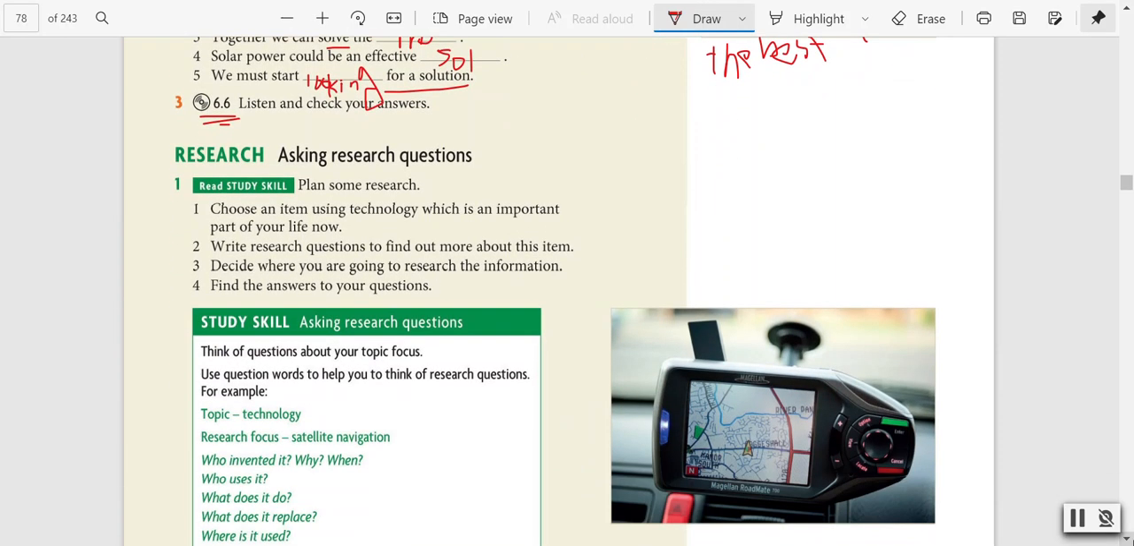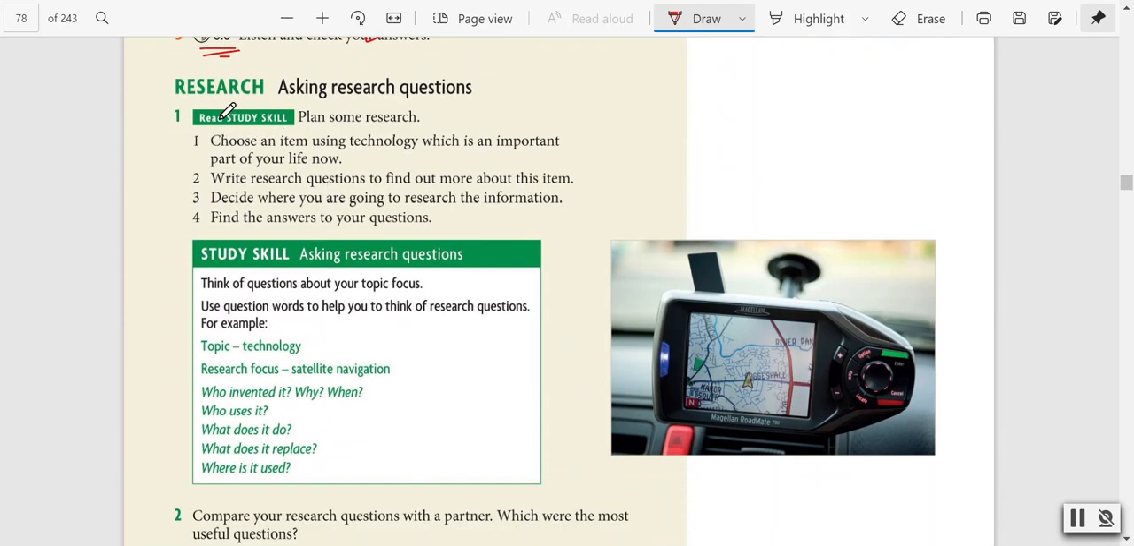Ask your research questions. In here, while you are going to research about something, you must ask yourself some questions. We have our study skill box. Let's read it. Ask your research questions. Think of questions about your topic focuses, and use question words to help you to think of research questions. For example, we have topic, which is technology, and we have research focus, which is satellite navigation.